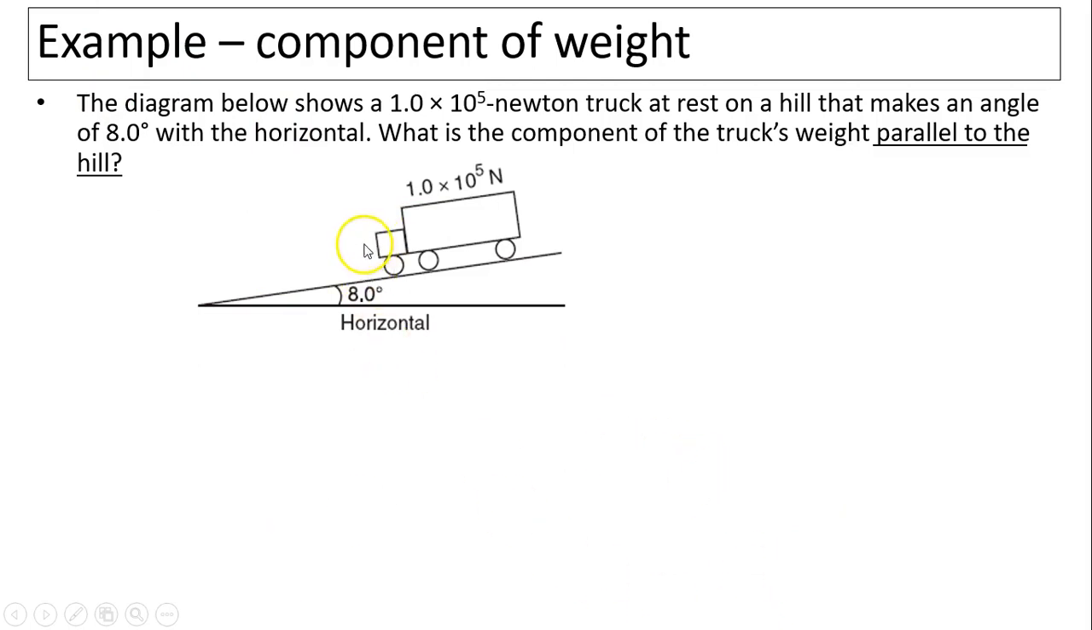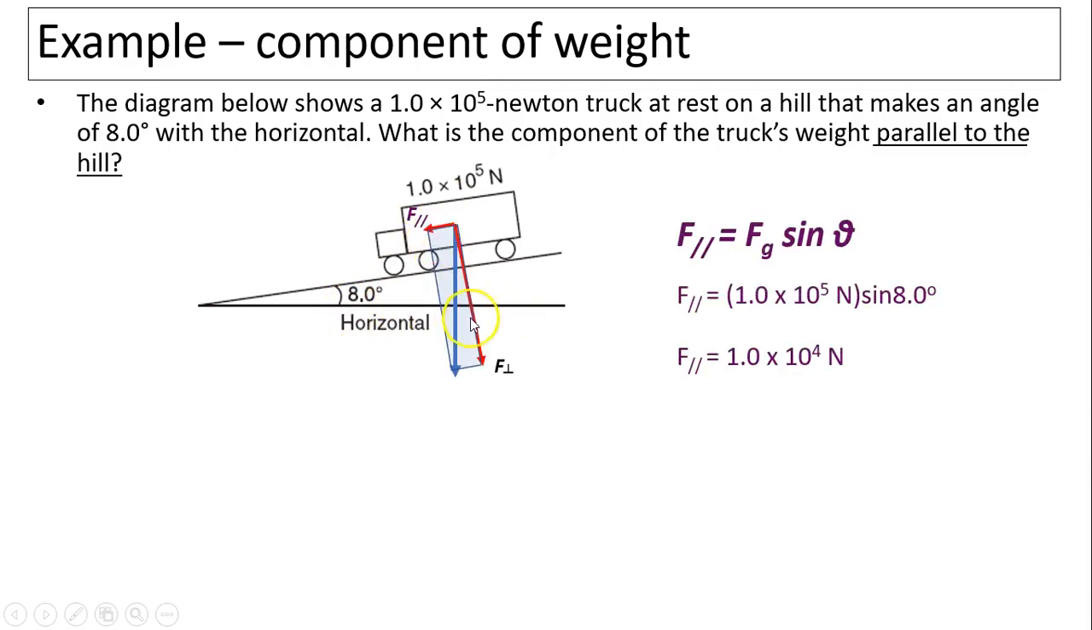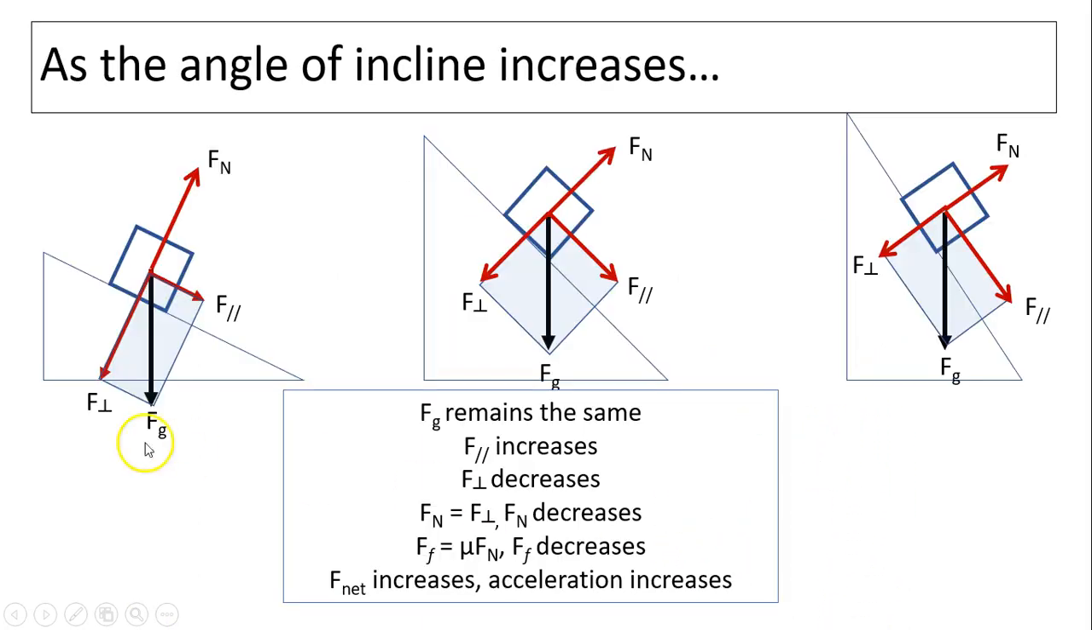Let's take a look at this example. Component of weight. The diagram below shows a 1.0 times 10 to the 5th Newton truck at rest on a hill that makes an angle of 8 degrees with the horizontal. What is the component of the truck's weight parallel to the hill, or parallel to this incline? Remember, the parallel component is opposite of this 8 degrees, so it's a sine. F parallel equals Fg sine theta. So you plug everything in, and you should have 1.0 times 10 to the 4 newtons.